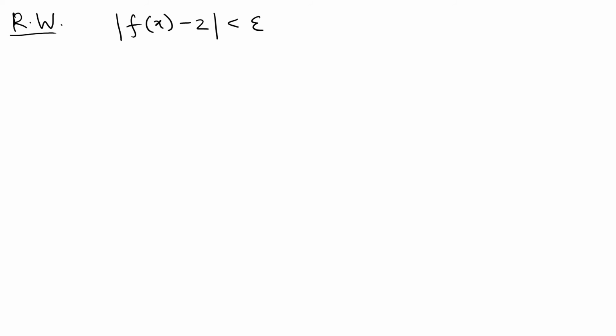So we plug in the function here: the absolute value of the square root of x plus 1 minus 2 is less than epsilon. And then your goal is to come up with a term, the absolute value of x minus 3. We are waiting for this kind of term: absolute value of x minus 3 less than something.